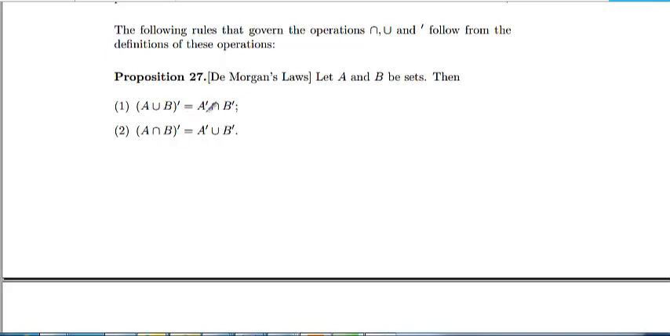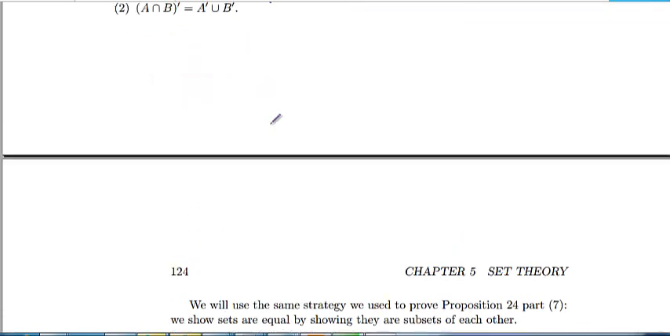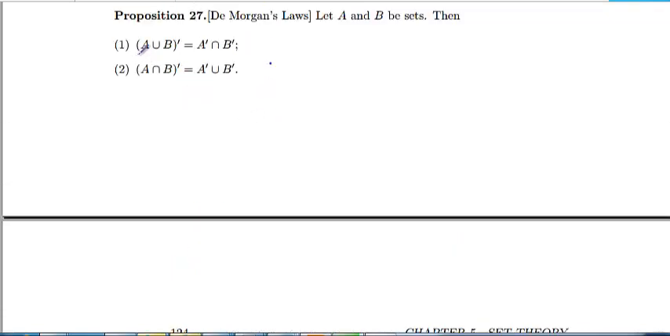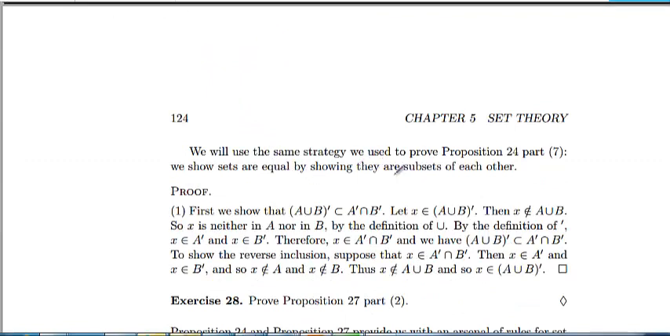Let's look at this first one. One way to do this is to show that every element in this set is also in this set, and vice versa. That every element in this set, A prime intersect B prime, is also in A union B, the result prime. So that's the strategy used here: you show that each set is a subset of the other. The first way would be to show that every element of A union B complement is contained in A complement intersect B complement. So take an element in A union B complement.